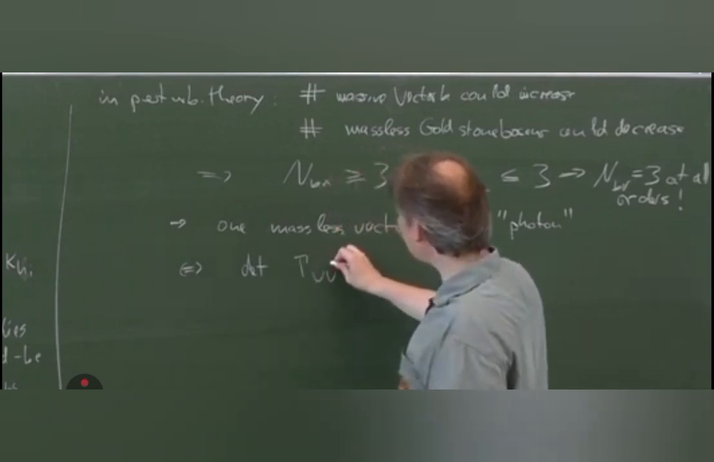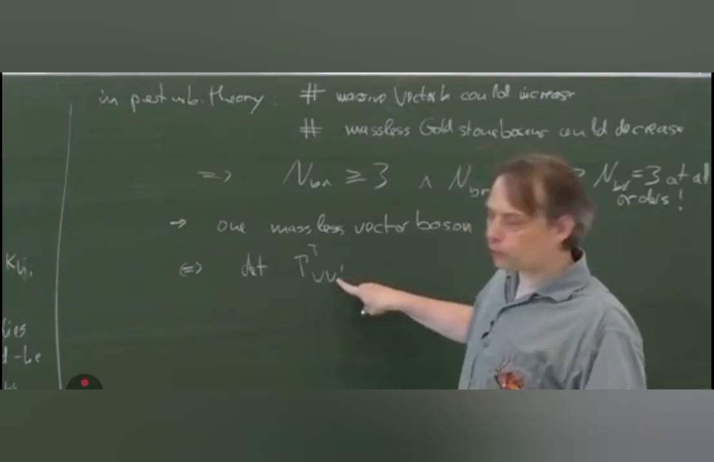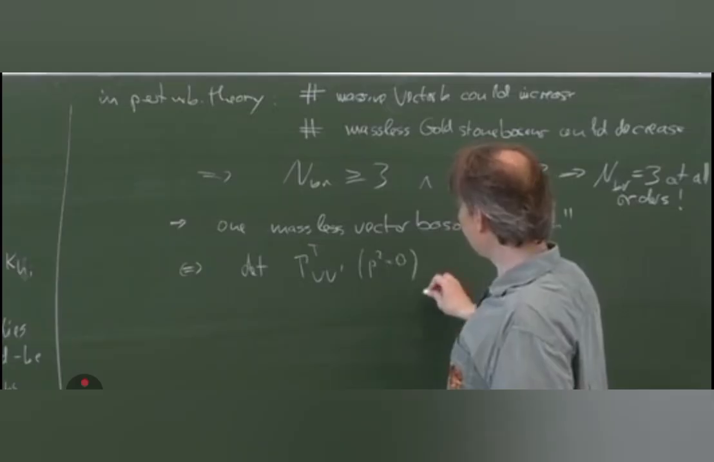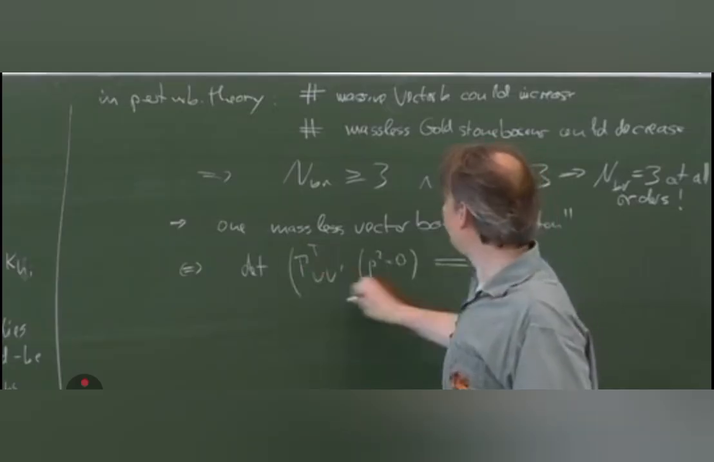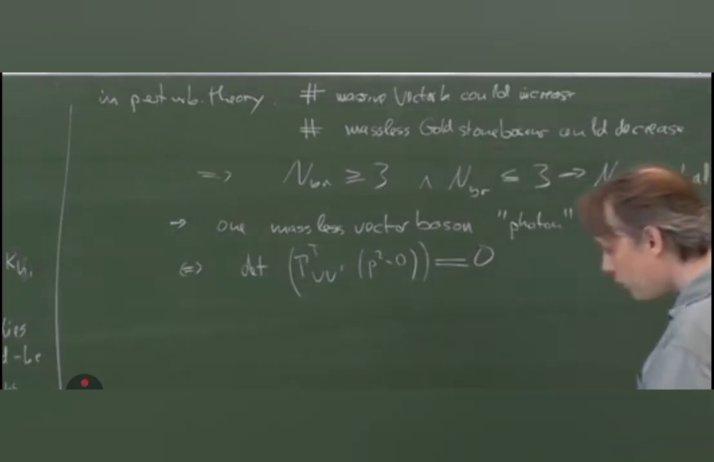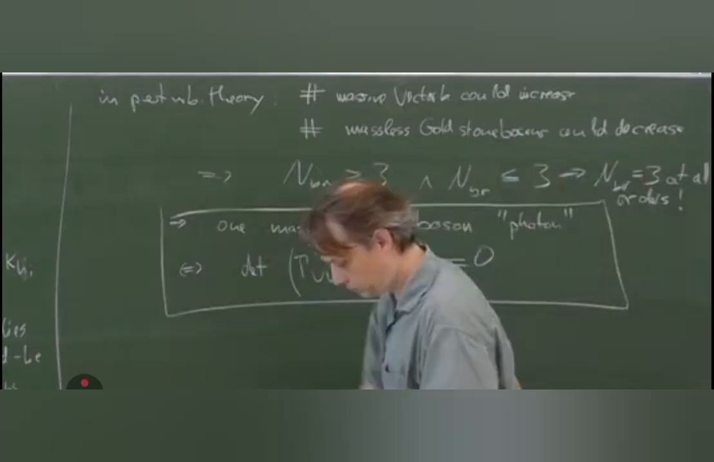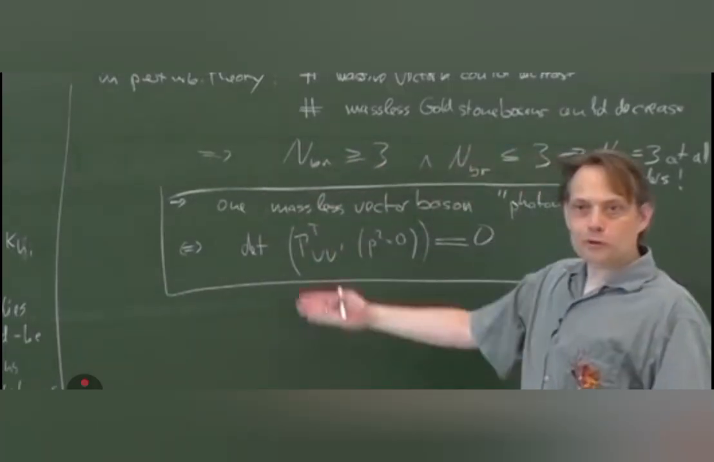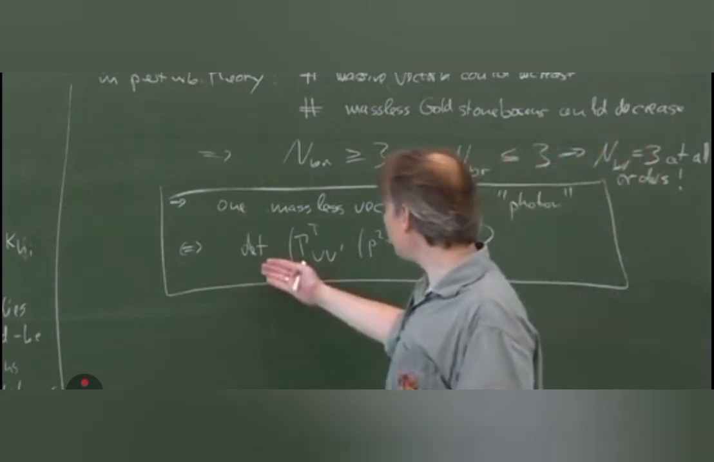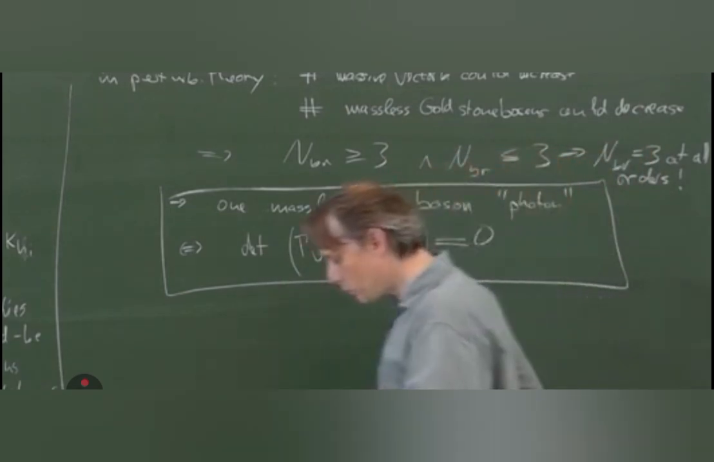So if you look at this matrix, the transverse part of the 2-point function in the space of vector bosons VV prime at p square equals 0, that determinant vanishes at all orders. That is what it means that we have one massless state. Okay, that's it. That is the proof that at all orders the photon is indeed massless, and the photon is defined as the massless direction in this matrix.